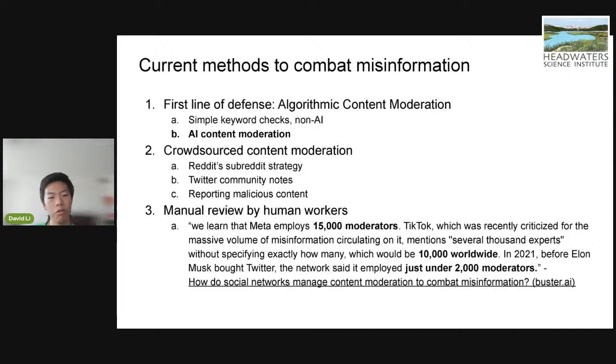There's also manual review by human workers, and this often works in tandem with crowdsourced content moderation. People can report malicious content or content that violates the guidelines of the platform, and then these employees, these moderators, will just review the content to see if it should be removed from the platform or not. We're going to be focusing on AI content moderation.